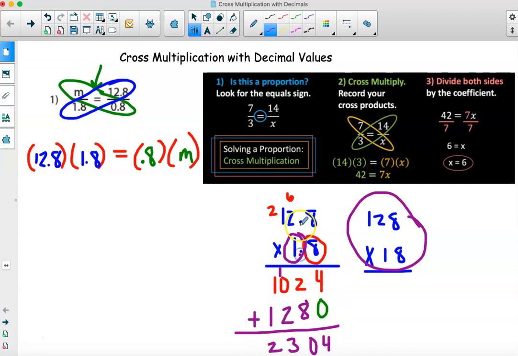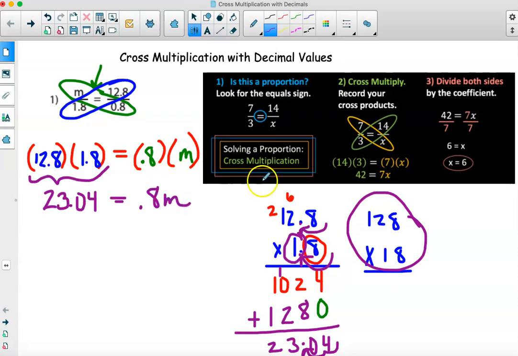But since there's two decimals up here, we count 1 decimal place, 2 decimal places. There were 2 places total, so I have to move the decimal over twice at the end and place it between the 3 and the 0. So the product on the left side is 23 and 4 hundredths, or you could say 23.04. And on the right, 0.8 times m is 0.8m. So we've completed step 2.